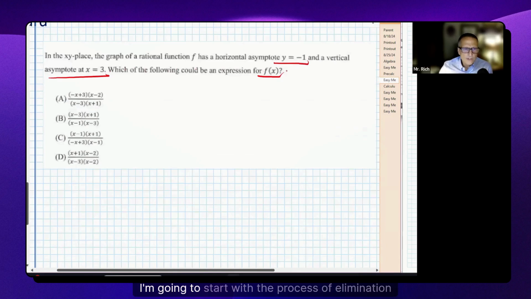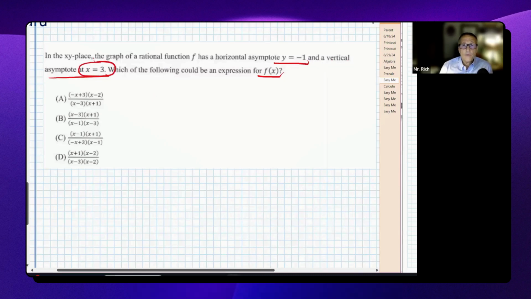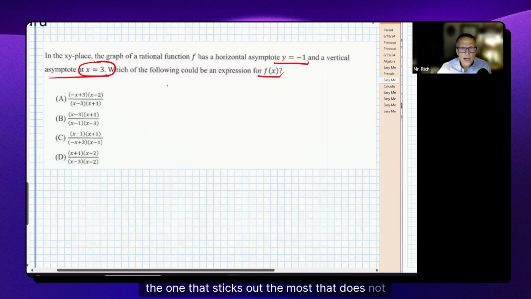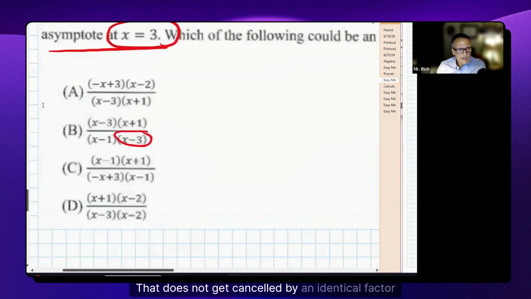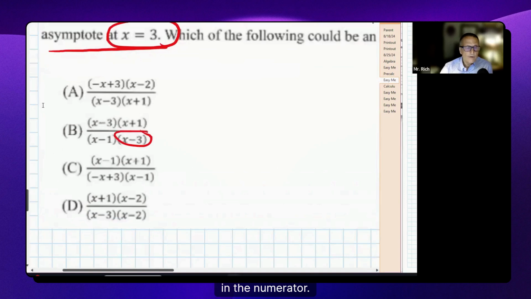Well, I'm going to start with the process of elimination here. I'm going to try to find some of these answers that do not have a vertical asymptote at x equals 3. Well, the one that sticks out the most that does not have the vertical asymptote at x equals 3 is question B. Right? We know that a vertical asymptote will come about when you have a 0 in the denominator that does not get canceled by an identical factor in the numerator.